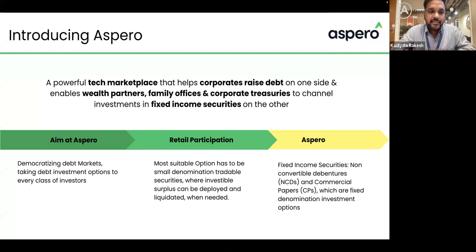Our main aim is democratizing the debt markets, taking debt investment options to every class of investor. For that, there should be a lot of retail participation. The most suitable option has to be small denomination tradable securities, where investable surplus can be deployed and liquidated when needed. Currently on the Aspro platform itself, we have NCDs, MLDs, and CPs, which are fixed denomination investment options you can look into.